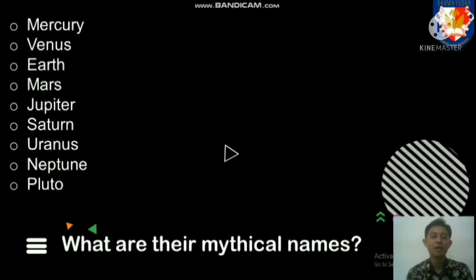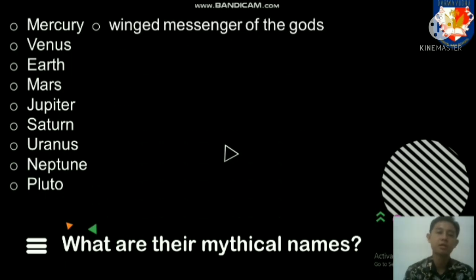Okay, now the next one, we are going to learn their mythical names. They were named with a specific, unique name, mythical names, like a god's name or goddess's name. So do you know this one? That's why we learn it right now, because some of you might not know, and I'm sure most of you don't know the mythical names of these planets. So the first one, Mercury.